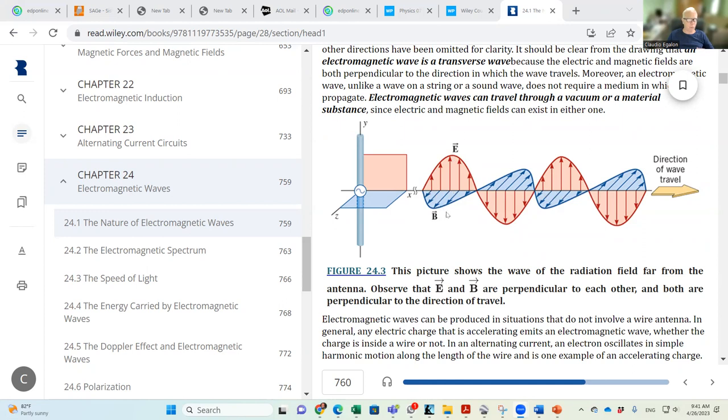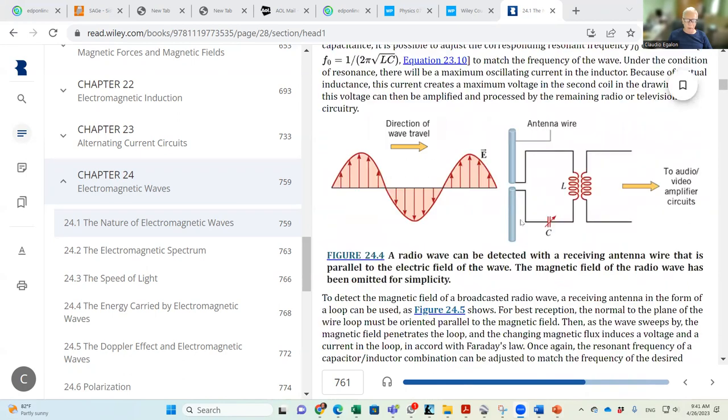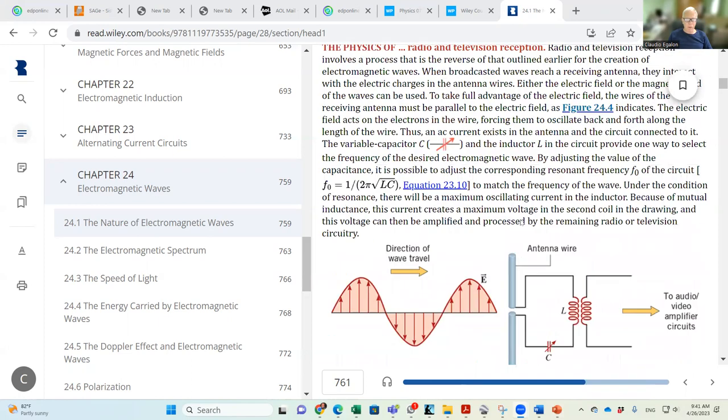This magnetic field is towards the positive Z direction. This other one is towards the negative direction, okay? So let's summarize here what you see. And by the way, this is just one type of antenna. In reality, there are two important types of antenna. Let's see if they have one here. Doesn't look like they have one here, okay?